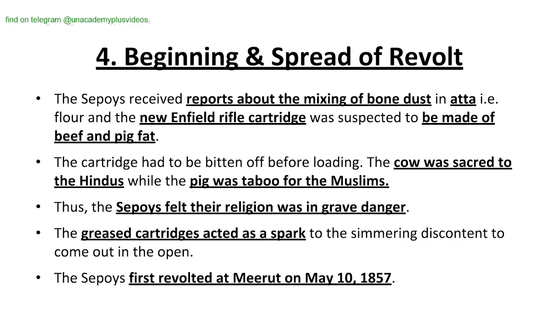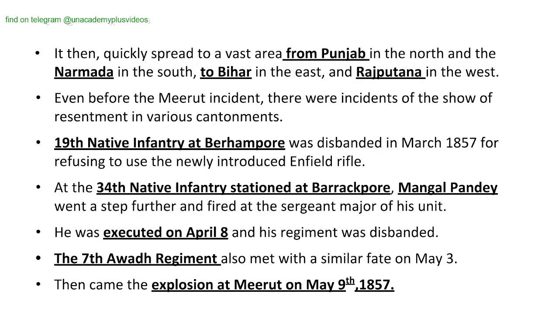The sepoys first revolted at Meerut on May 10, 1857. It then quickly spread to a vast area from Punjab in the north and the Narmada in the south to Bihar in the east and Rajputana in the west.